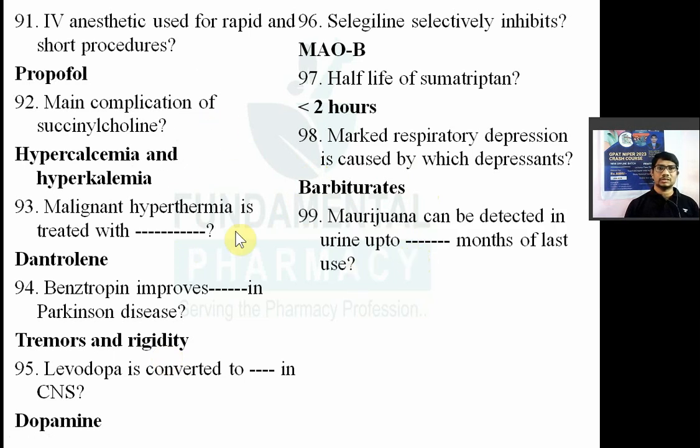Now the next question is about marijuana. Marijuana can be detected in the urine up to one month after last use. So up to 1 month you can detect marijuana in the urine. It is a longer acting drug. Its metabolites are there in the urine, so you can detect it.